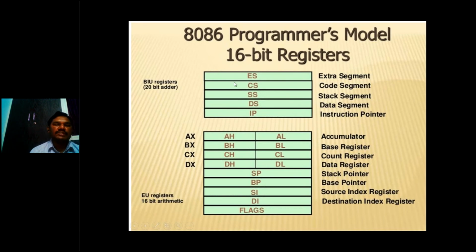And out of these, ES, CS, DS, and SS are related to program memory. SP, BP, SI, DI are called the offset memory, and these are called the segment memory. Segment memory with offset memory along with IP will give the physical address calculations. So we need to keep this in mind when we write a program in 8086, which is called the programming model.